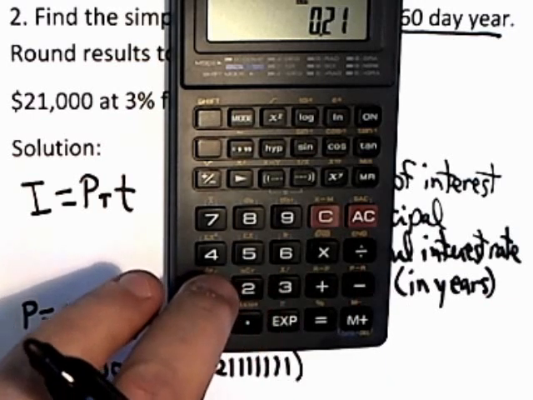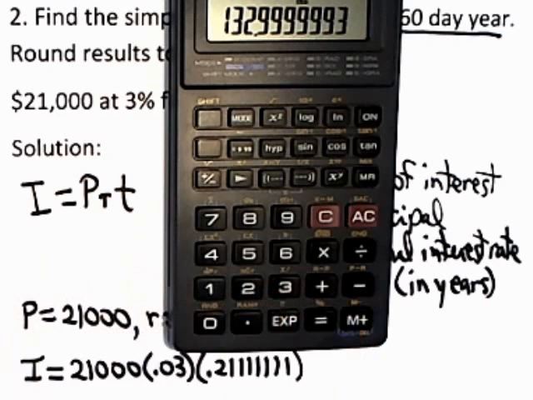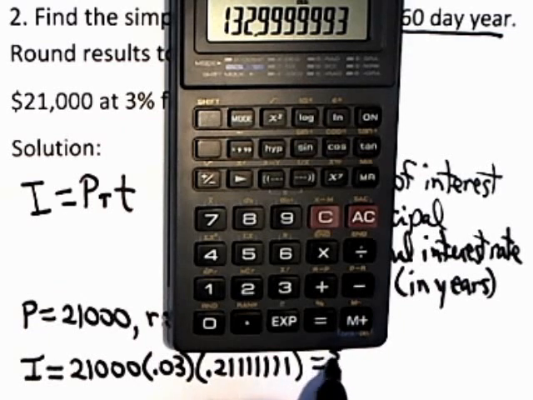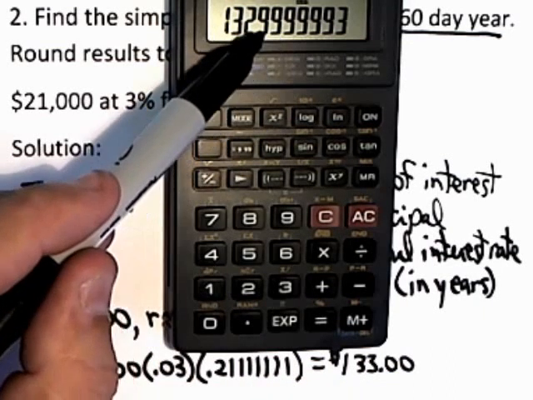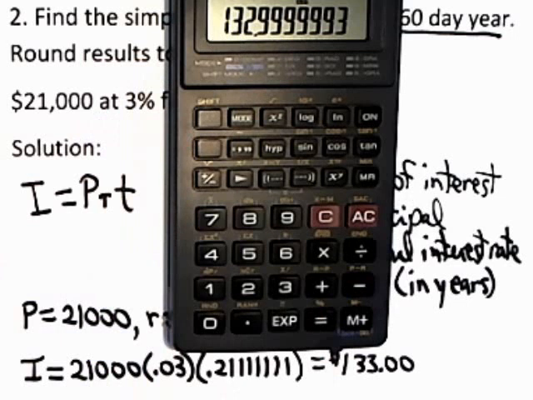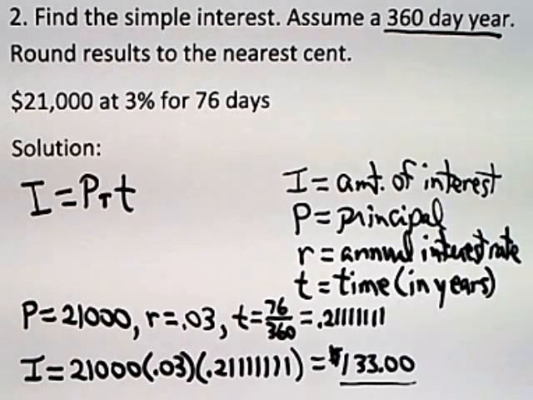Times 0.211111, however many ones you want to take, equals, and that's $132.99 with the 99s repeating. So if you're rounding that off to the nearest cent, that's actually going to round off to $133.00, because this 9 rounds that up to 0, which rounds that up to 0, which rounds that up to 3. So that account would have earned $133 in interest after 76 days.